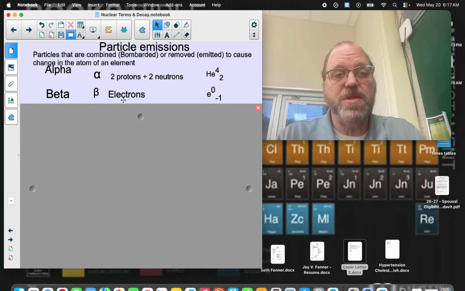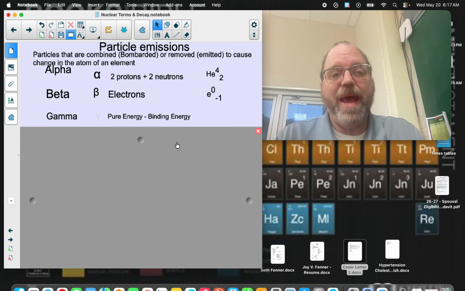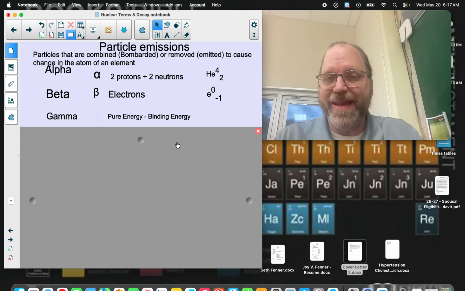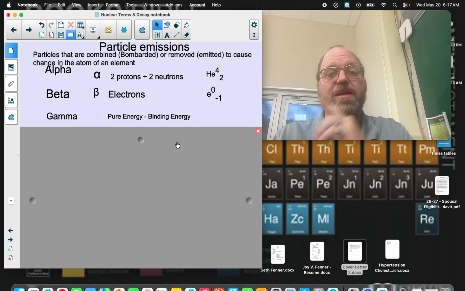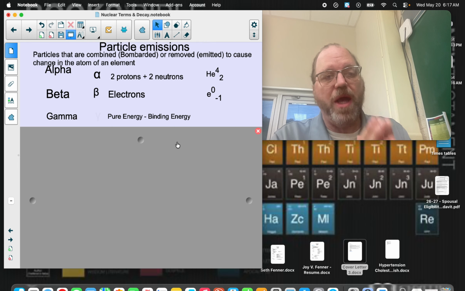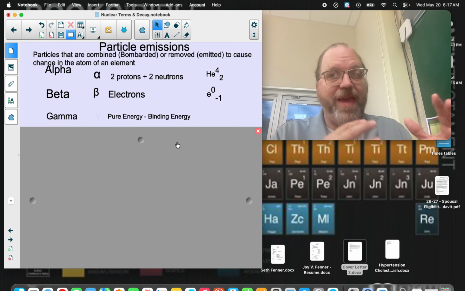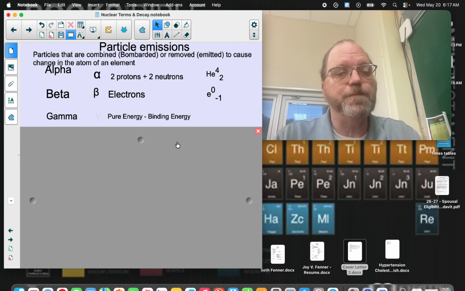Beta particles are what are left. They're the electrons. That's a symbol for it, because again, old system. And we represent it in transmutation as an electron, E0 over -1. We then have gamma. Gamma is pure energy. We talked about the binding energy last year. That's the energy that holds the nucleus together. We're going to talk later this year about how that process can be calculated.